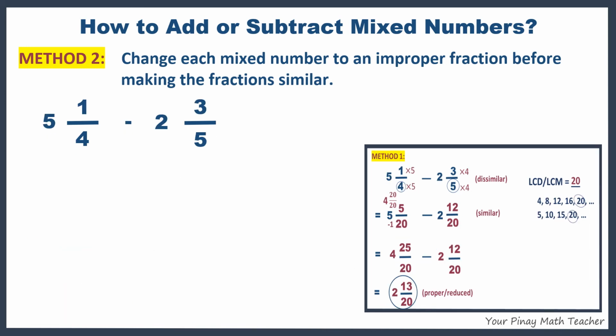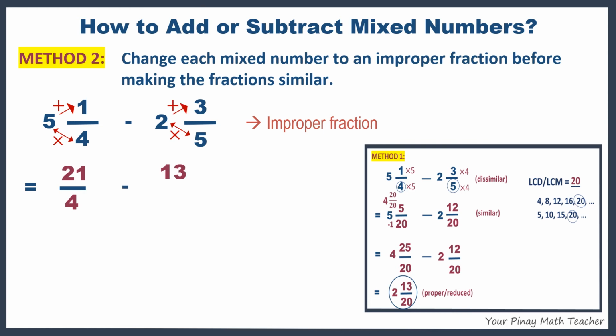Last example, 5 and 1/4 minus 2 and 3/5. Let's change each mixed number to an improper fraction. So 5 times 4 is 20 plus 1, 21 over 4. Minus 2 times 5, 10 plus 3, 13 over 5. Since the fractions are dissimilar, we have to make them similar by finding its LCD. Based on the solution on the right, our LCD is 20.